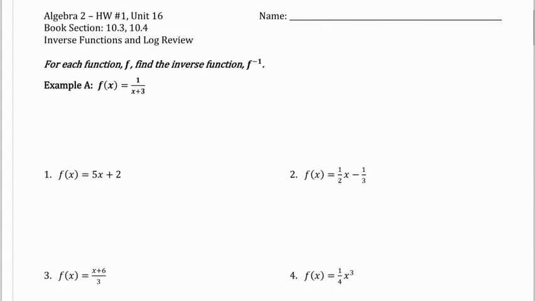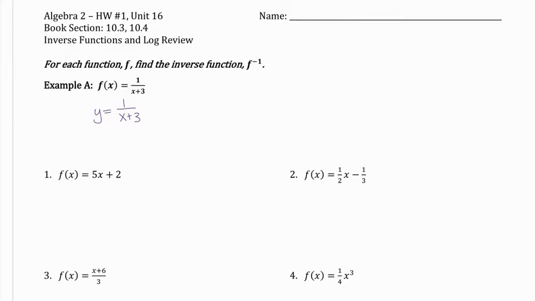Okay, first chunk here, the first example. Directions are for each function, we want to find the inverse function. So on the notes, we learned that the best way to do that is to write this f of x as y. So I'm going to write this as y equals 1 over x plus 3. And then to find the inverse, I'm going to switch the x and the y and then solve for y.